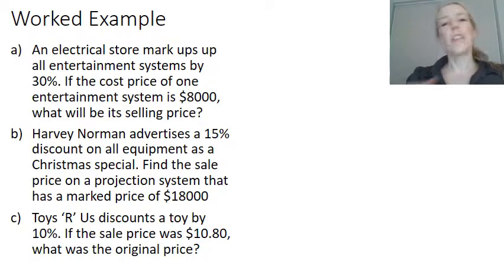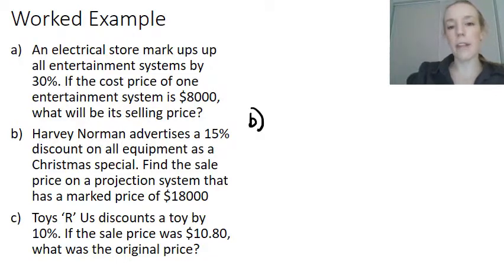There we go. Okay, so then for B, Harvey Norman advertises a 15% discount on all equipment as a Christmas special. So this obviously always happens. I'm sure you've seen it at Christmas time. They have a sale, and then after Christmas they'll also have a sale. So find the sale price on a projection system that has a marked price of $18,000. We've got some expensive things happening today.